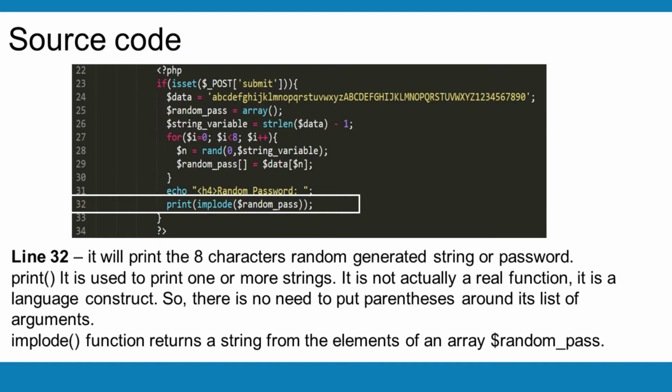Line 32, it will print the 8 characters random generated string or password. Print function is used to print one or more strings. It is not actually a real function, it is a language construct. So, there is no need to put parentheses around its list of arguments. Implode function returns a string from the elements of an array, random_pass.